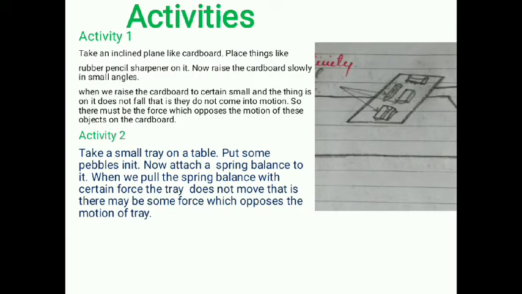In order to understand what is friction, let's perform some activities. Activity first: take an inclined plane like cardboard. Place things like rubber, pencil, sharpener on it. Now raise the cardboard slowly in small angles. We can use a protractor also for this. When we raise the cardboard to certain small angles, the things on it do not fall. That is, they do not come in motion. So there must be a force which opposes the motion of these objects on the cardboard.